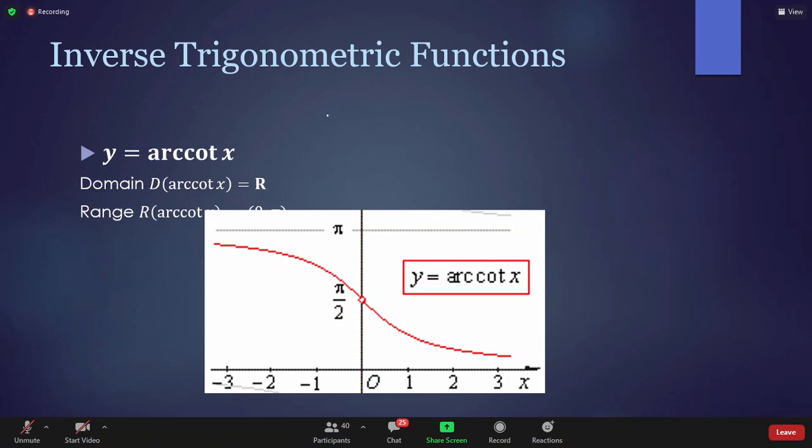So I was using the opportunity while we are discussing inverse functions, demonstrating some very, very important inverse functions.